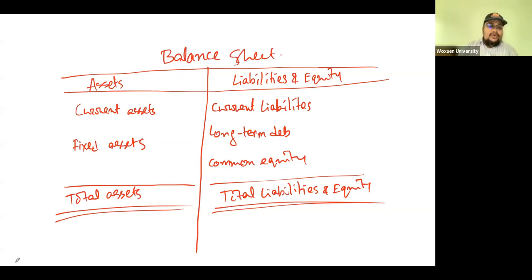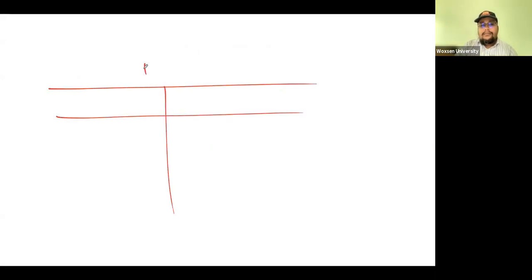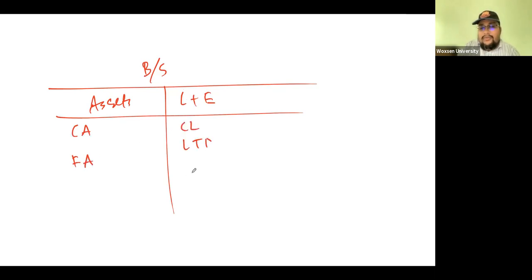So what we will try to see now is... it is lost. Sorry. L plus E. I'm writing in short now. Current asset, fixed asset. Current liabilities, long-term debt, equity. So it is total asset, it is liability plus equity. So this is the balance sheet, right? So we can show how the activities of the finance people, the financial manager, are related to this balance sheet.